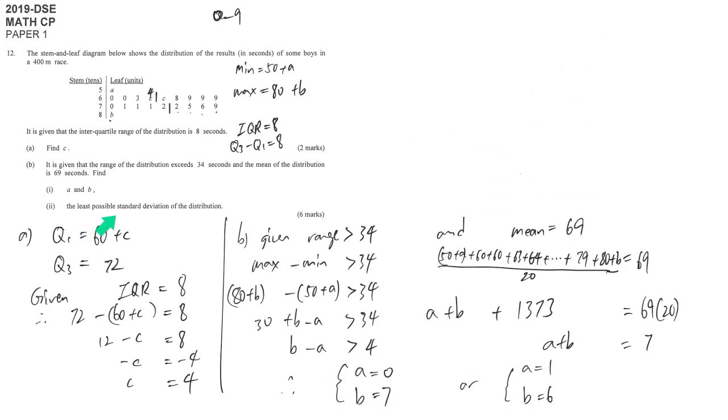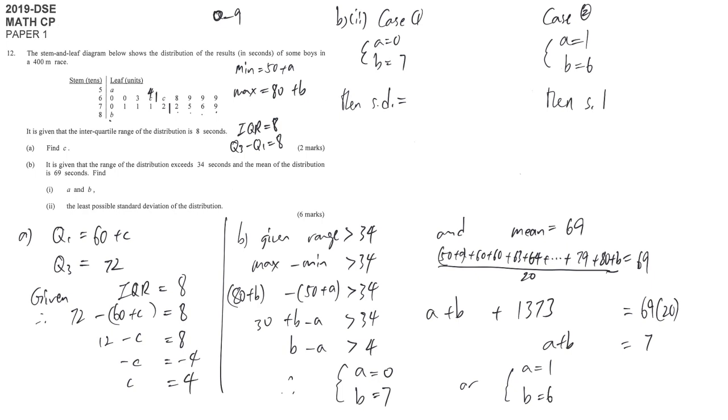In part B2, we have to find the least possible standard deviation in the distribution. Least possible also refers here. We have 2 situations, then of course we have 2 possible standard deviations for the distribution. The logic is simple. You just simply consider case 1 and case 2 independently. In case 1, A equals 0 and B equals 7, then SD is equal to, you use your calculator. For a similar reason, in case 2, we also assume A is equal to 1, B equal to 6, and then we find out the SD in this case. And then finally, we compare and give the least possible value.